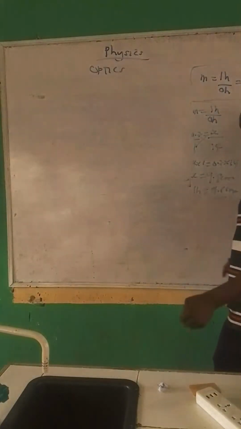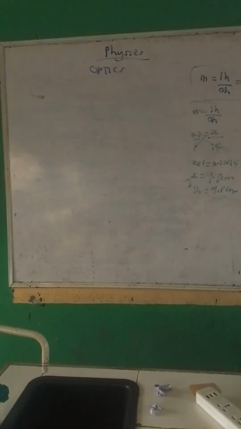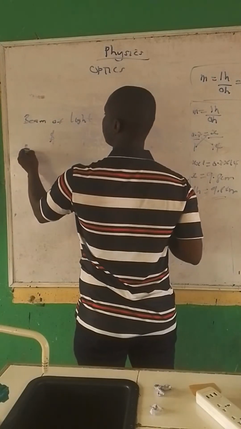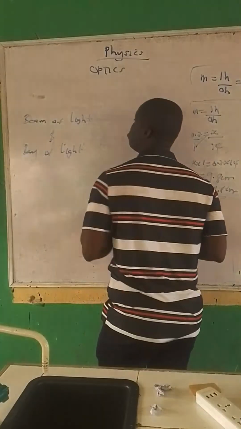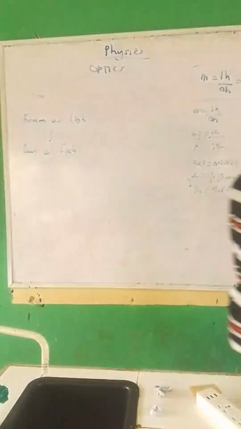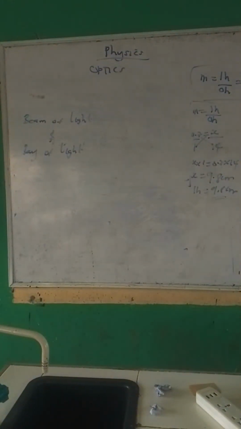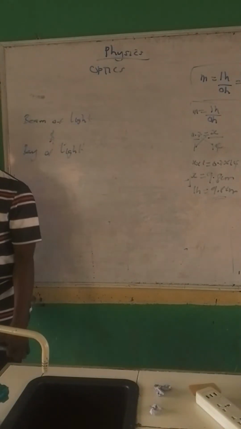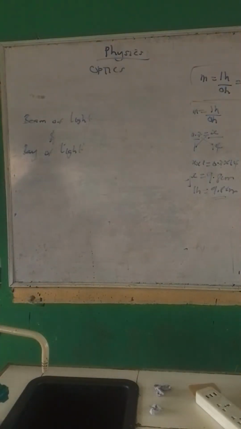Let's continue. We move to beam of light and ray of light. So, ray of light and beam of light.